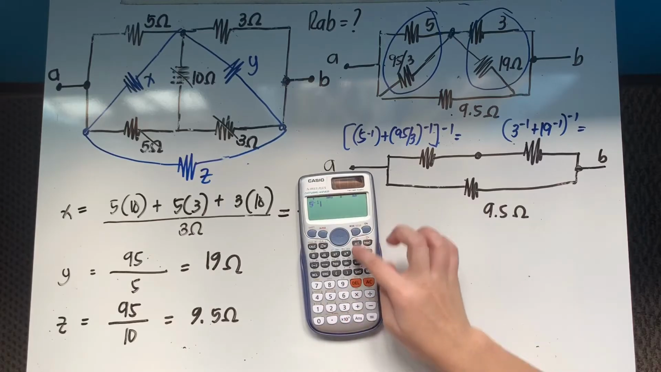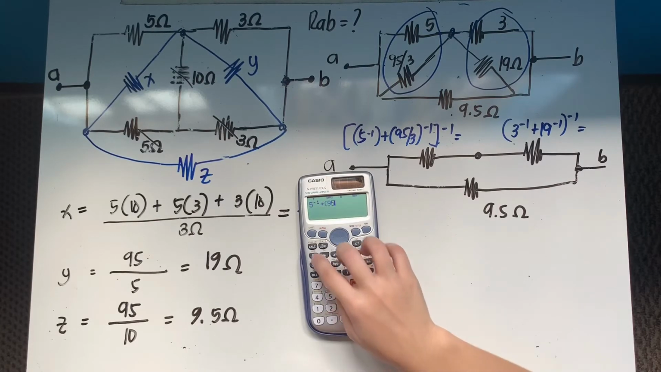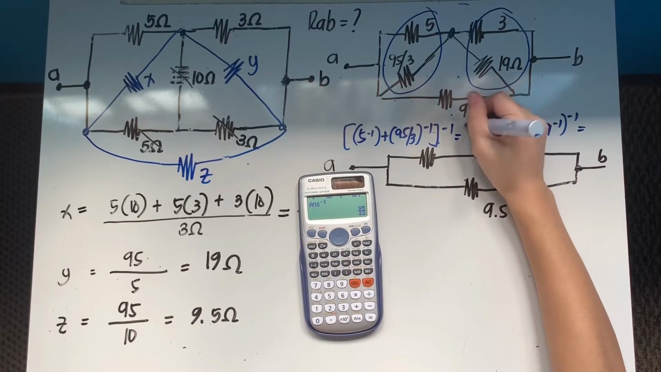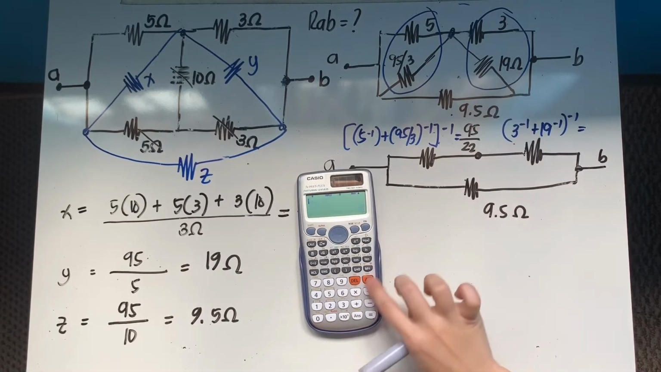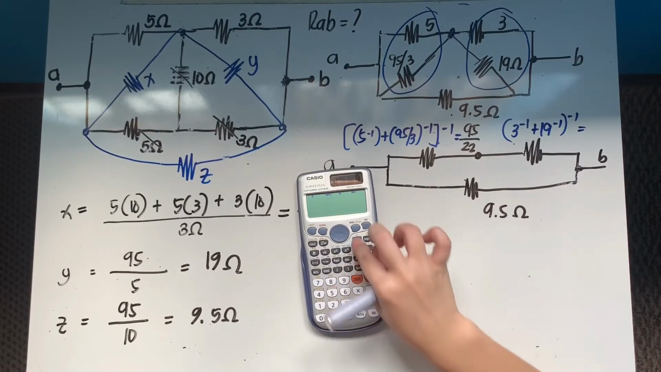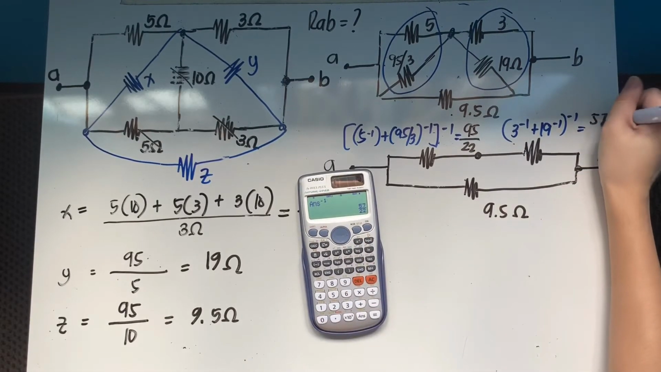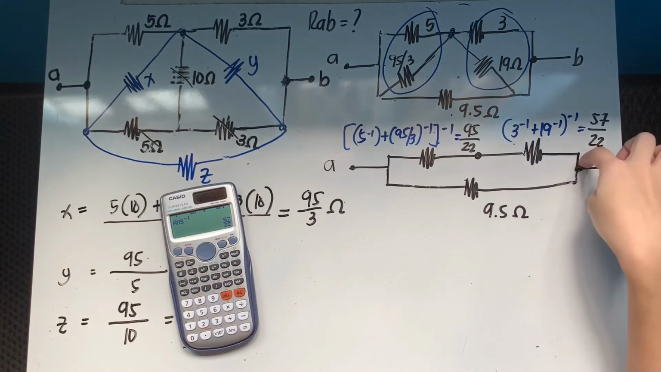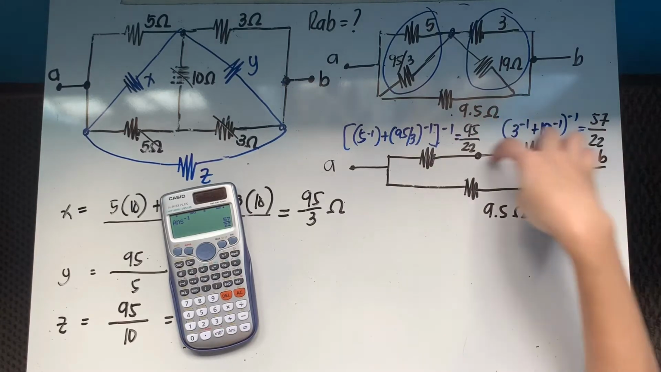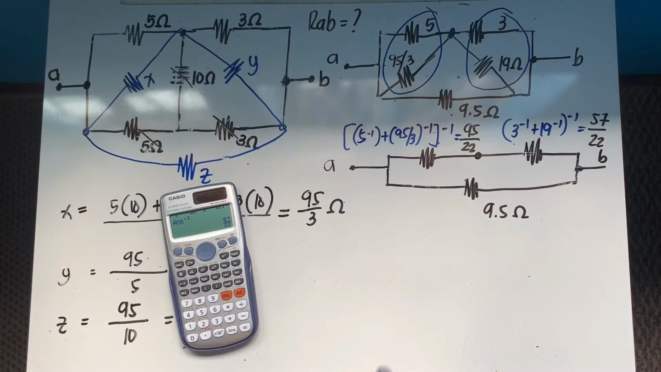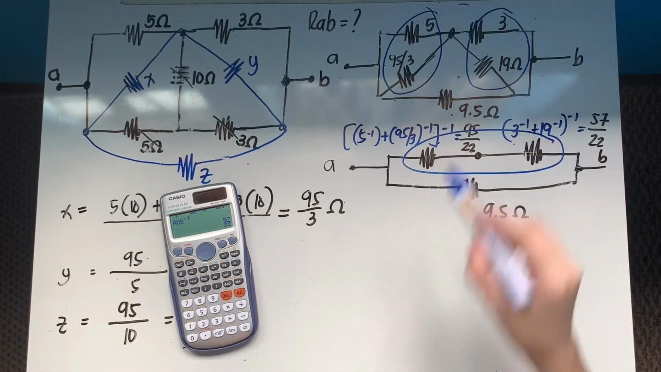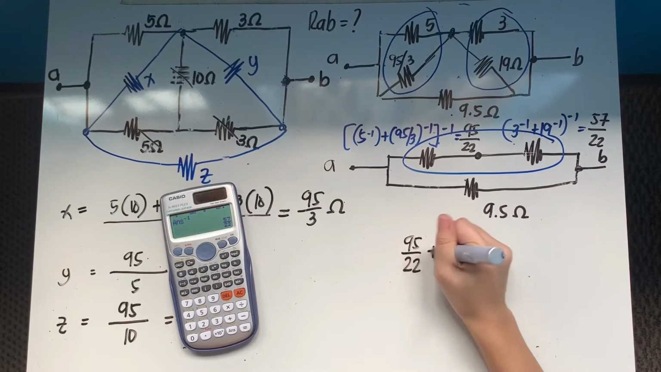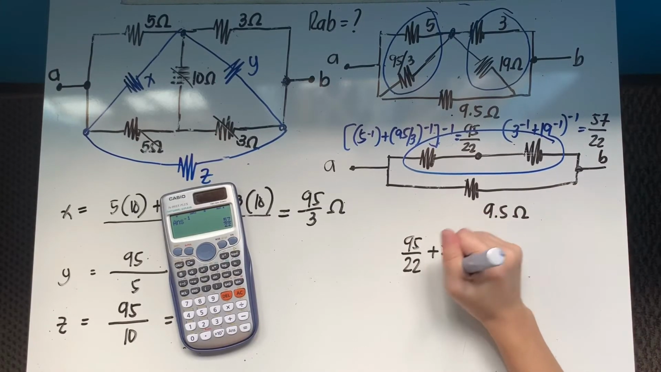That would be 5 inverse plus 95 over 3 inverse. Inverse that, it's 95 over 22. And then you have 3 inverse plus 19 inverse, inverse. That's 57 over 22. So as you can see, you now have an upper branch with 2 series resistances. So we can get the equivalent of this series resistance, di ba, by taking the sum of 95 over 22 and 57 over 22.